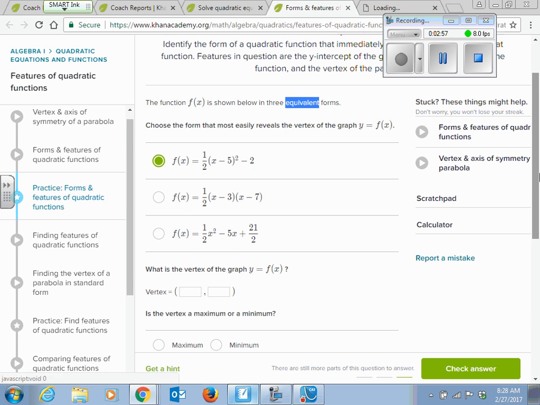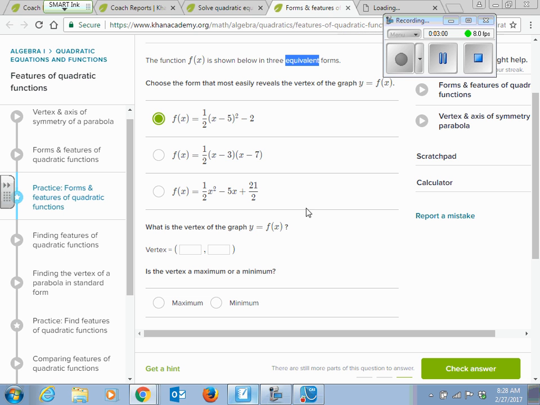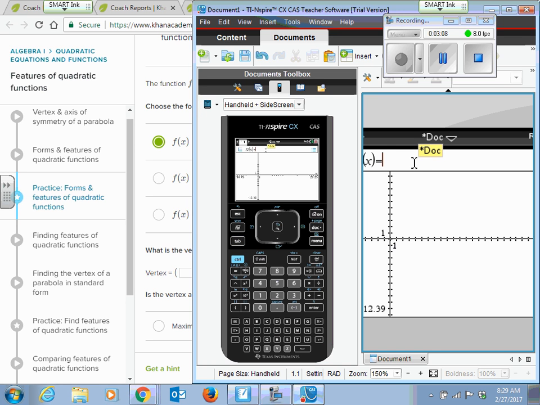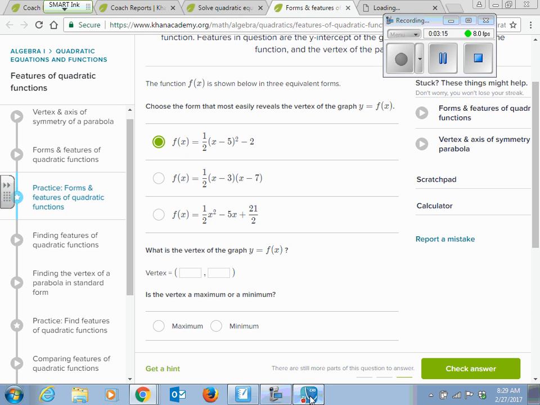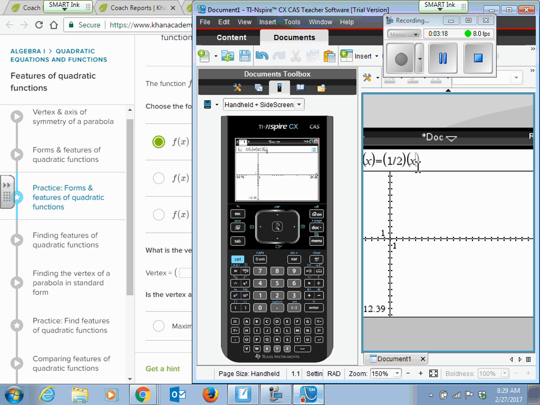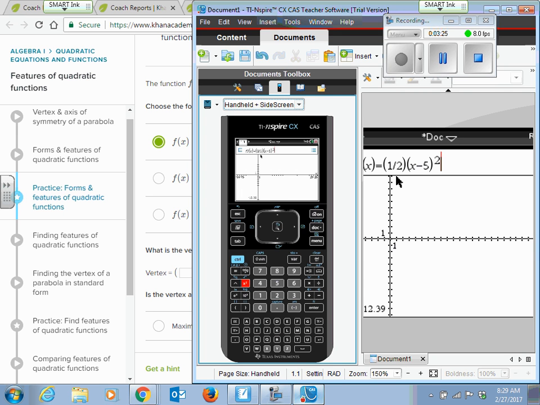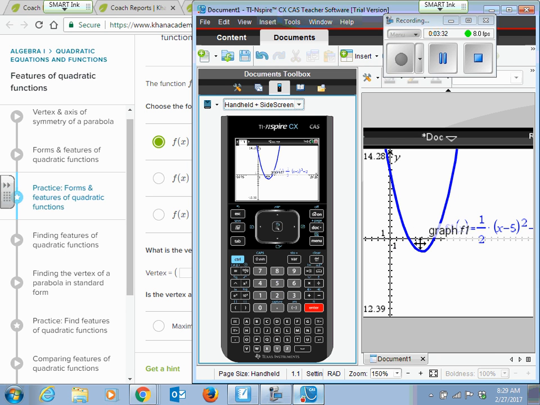Then the second part will ask you random questions. It can ask you for y-intercept. This time it's asking us for the vertex, so I do need to graph it. So we had 1/2, I'm going to leave that in parentheses, x minus, I believe, 5, and then squared, minus 2. And again, make sure you're clicking this one, not that one, so minus 2. So my graph should look something like this.